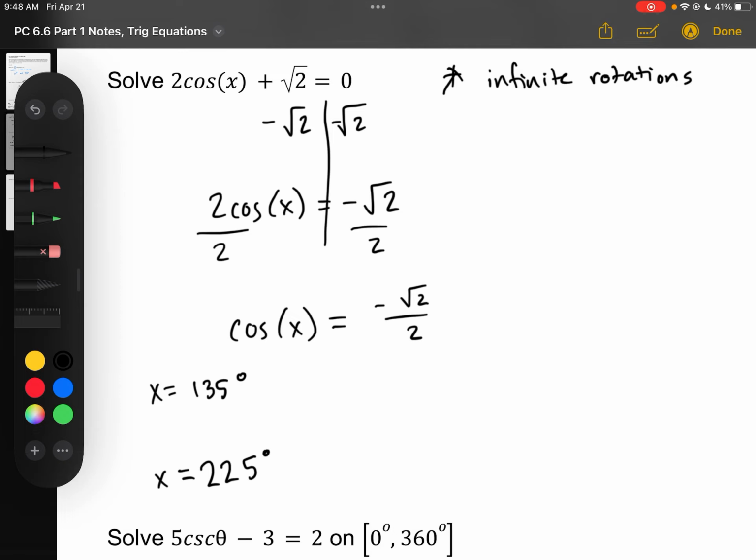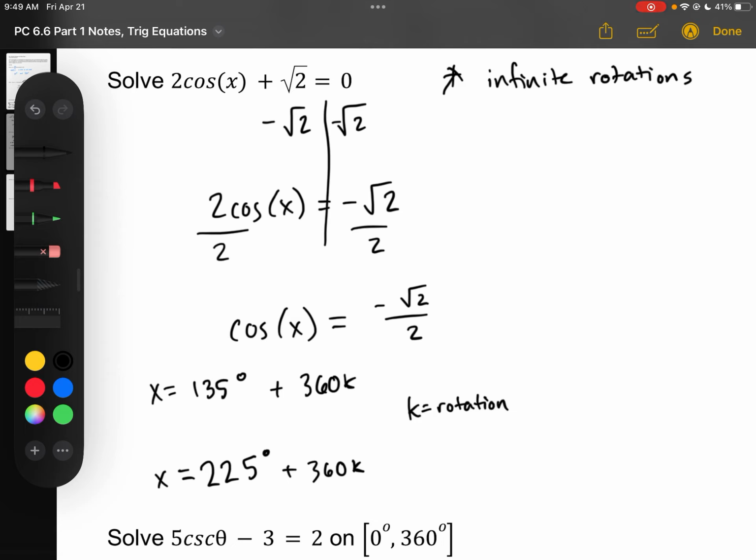And now the challenge is we have to solve for an infinite number. We obviously are not going to infinitely write down all of these values, but what we actually do is add a plus term in here: plus 360 times k, where k equals the number of rotations. If it's 0 rotations, we're just on the first time through, it'll be 135. If it's 1 rotation, it'll be 135 plus 360. If it's 2 rotations, it'd be 135 plus 360 times 2, or 135 plus 720.